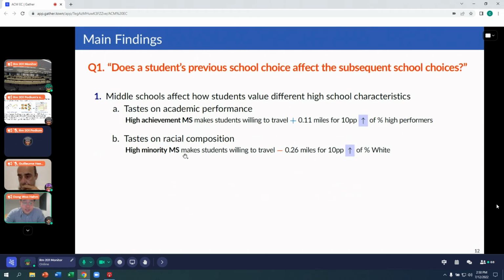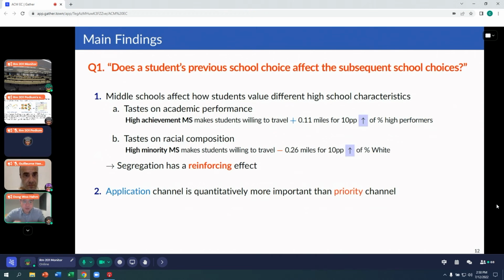We find that students who attended high-minority middle schools, with lots of minority students, actually want to be with fewer white students in high school. And these two together imply that segregation has a reinforcing effect, both in terms of academic segregation and also racial segregation.